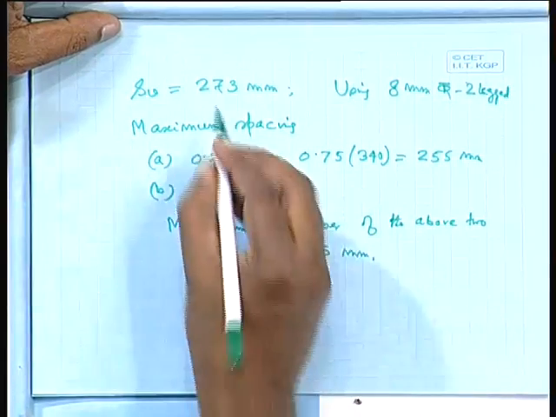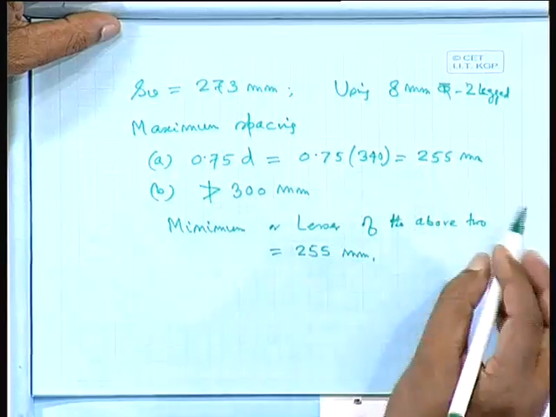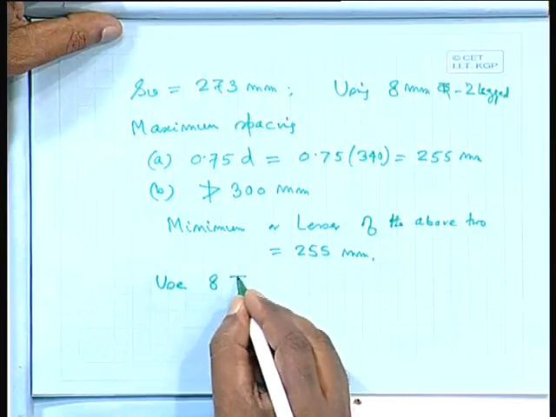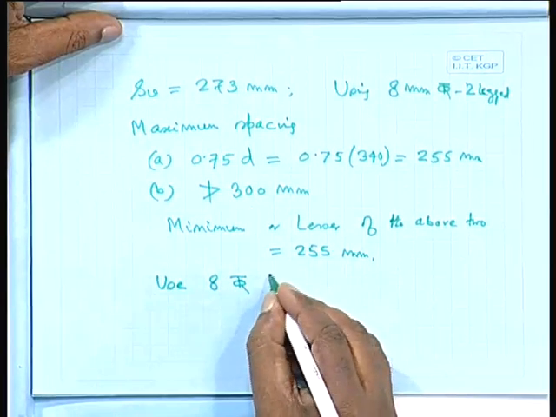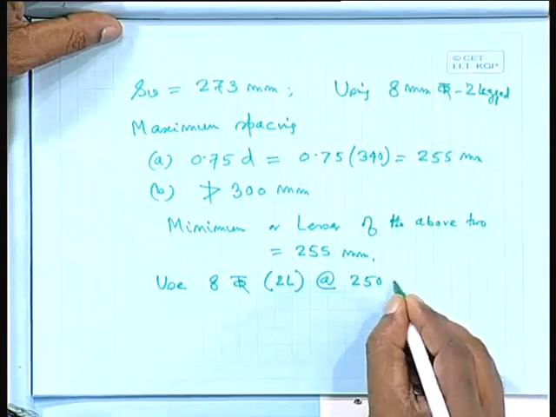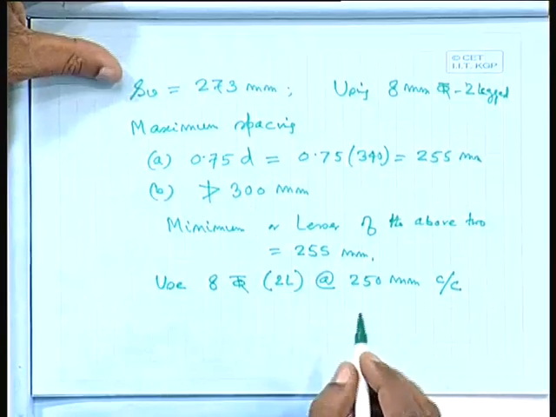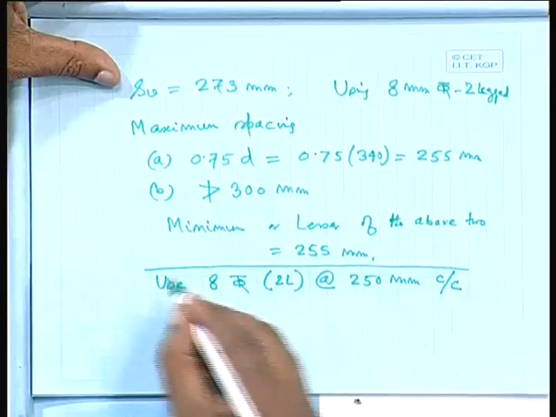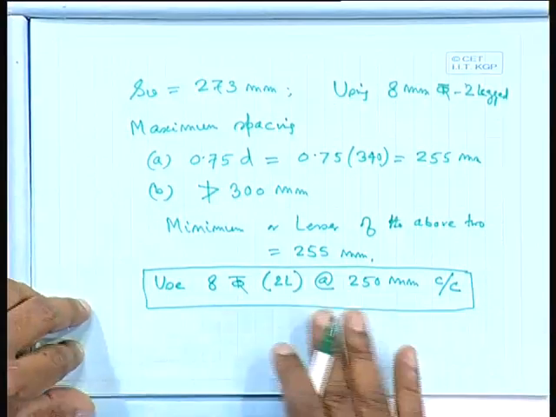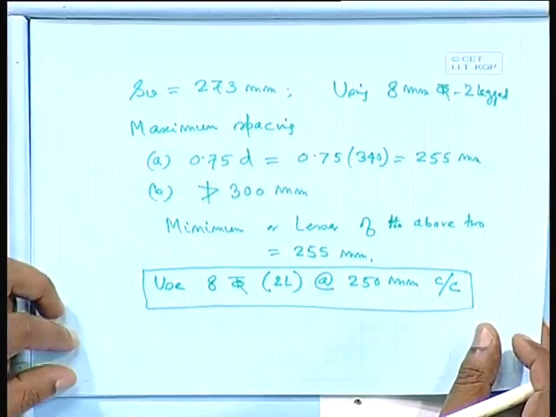Though the spacing here is 273, here 255, and here 300, we can specify 8 Tor two-legged at the rate of 250 millimeter center to center. Okay, so this is the one that we are providing. It is always better, after this, to summarize our result.